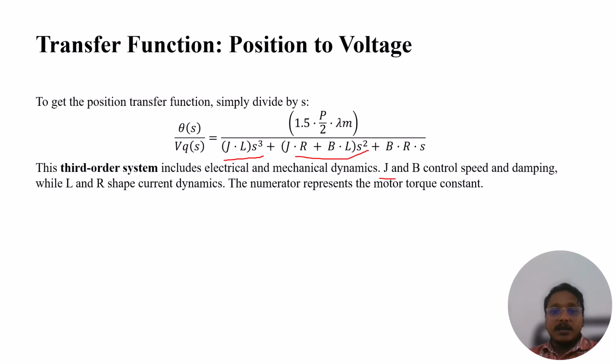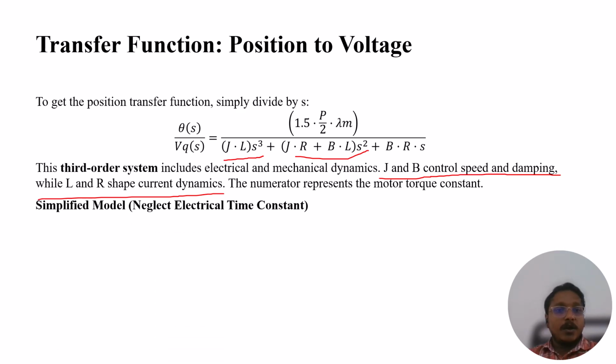Here J and B control the speed and damping, while L and R will be the electrical dynamics of the system. The numerator represents the motor torque control, and the denominator represents the q axis voltage control. So this can happen with that one.